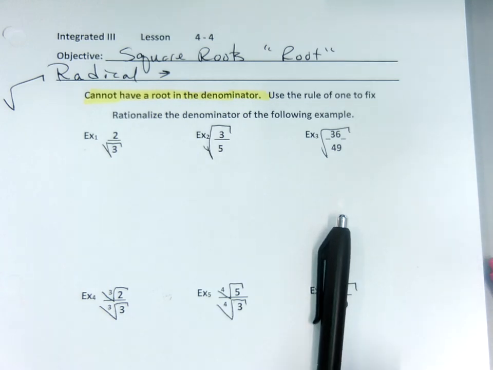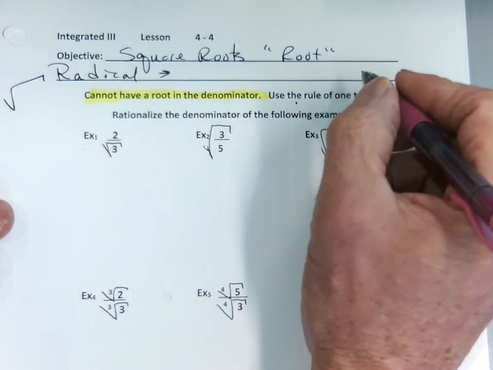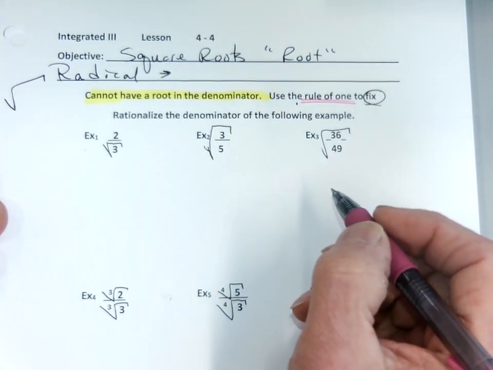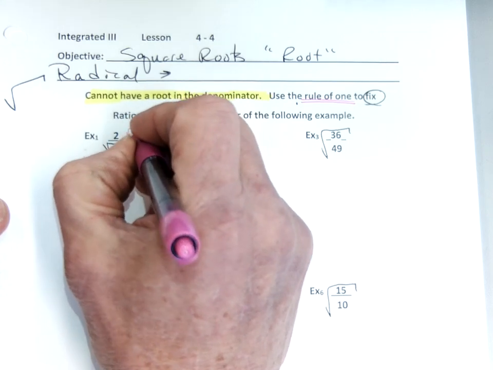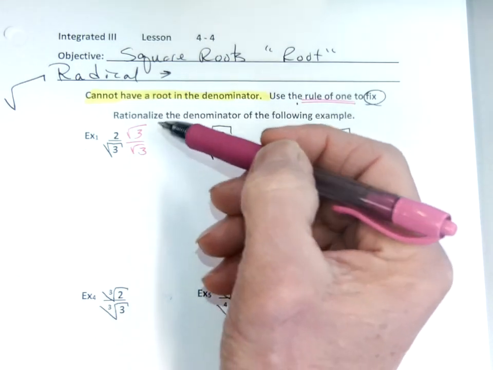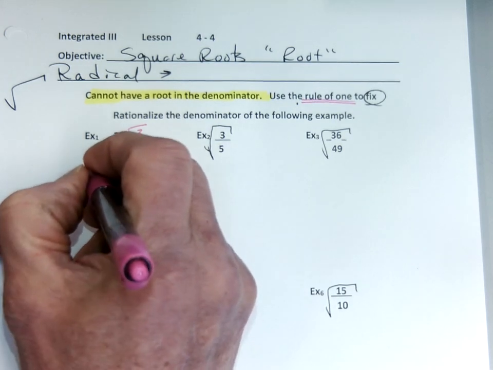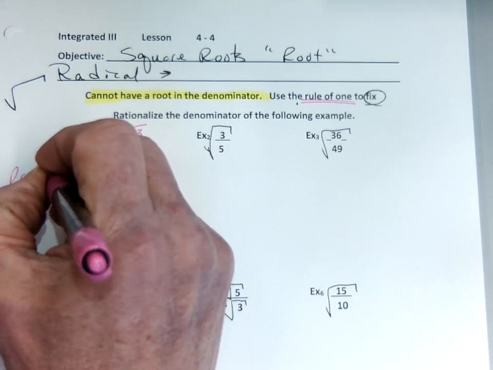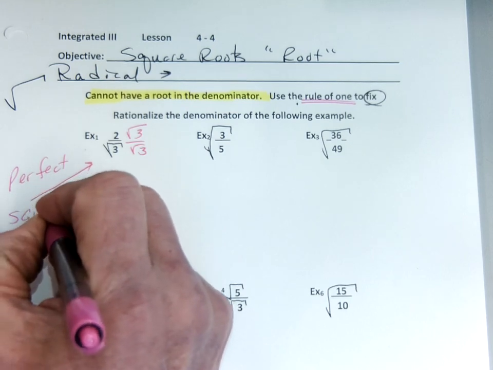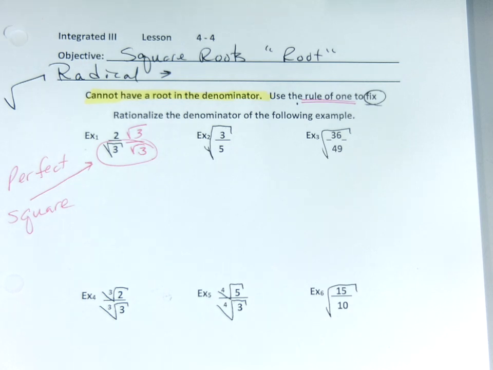So what we're going to do is fix the problem with the rule of 1. It's called the rule of 1 because I'm going to multiply both of these by the square root of 3 over the square root of 3. Because square root of 3 over square root of 3 is 1. That is the number 1. And what it does is it creates a perfect square in the denominator. And of course, if it's a perfect square, you can take the square root of it, and when you do, it's no longer a square root.